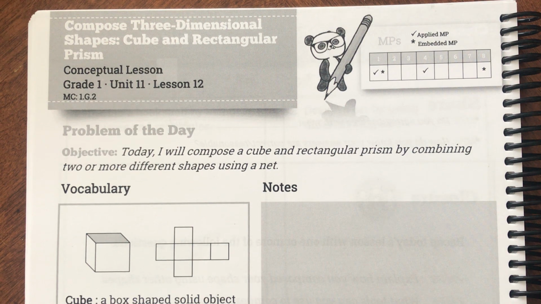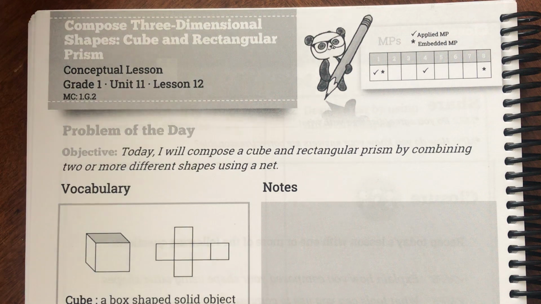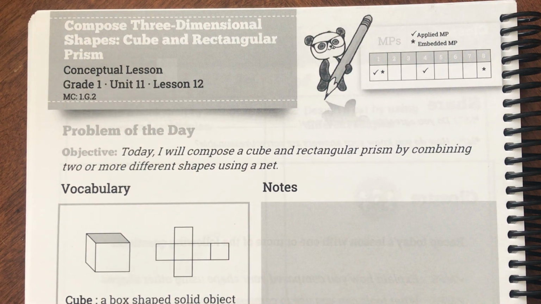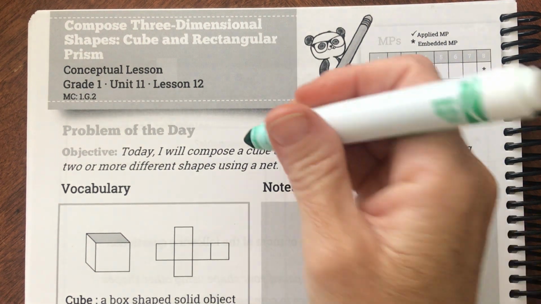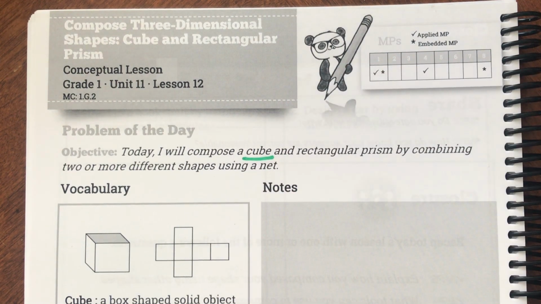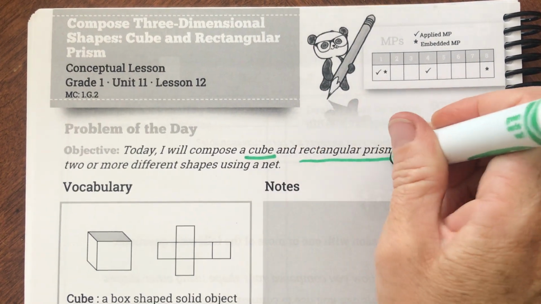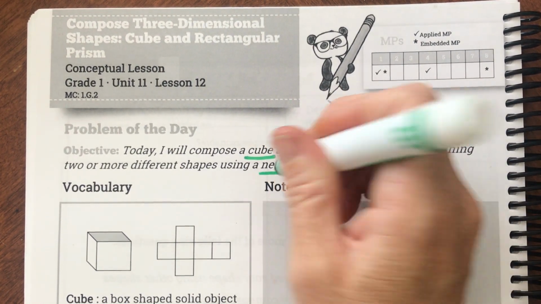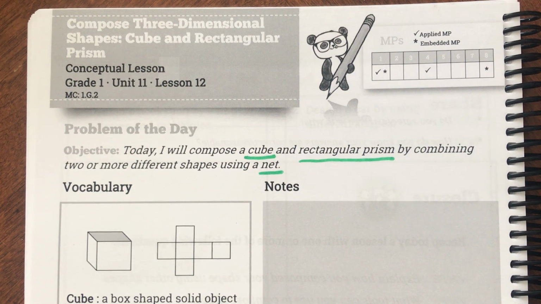Our objective today says, today I will compose a cube and rectangular prism by combining two or more different shapes using a net. Okay, so there's a lot of words in that objective. I'm going to underline a few. A cube, a rectangular prism, and a net. And let's talk about what those words mean. Those are really important words.